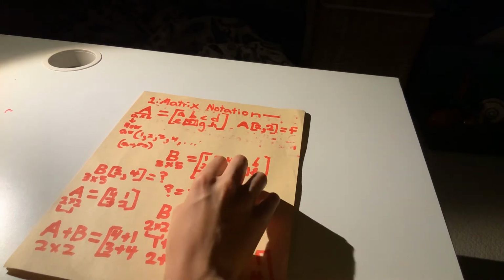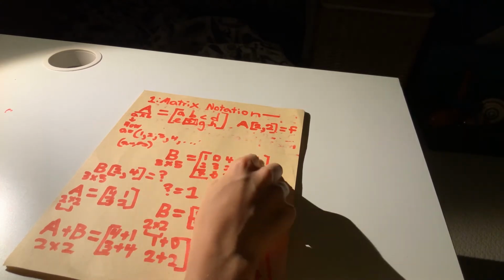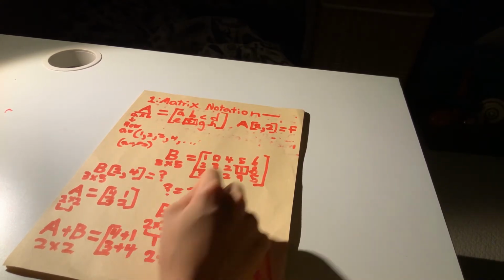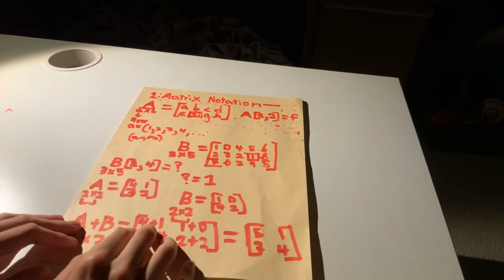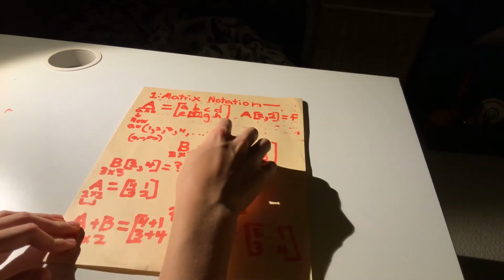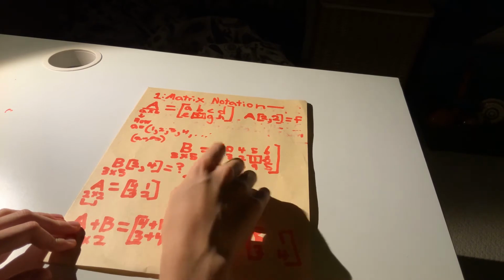So here's another example using real natural numbers. We classified this as B, completely random by the way, and we made this a 3 by 5 matrix, so 3 rows, 5 columns, and we wanted to pick out this point 1. As you can see, in this matrix B, 3 by 5, this point is located on the second row and the 4th column, and that's equivalent to 1.